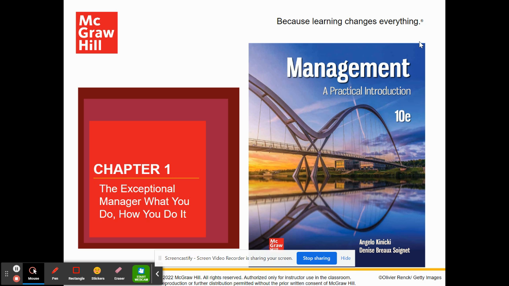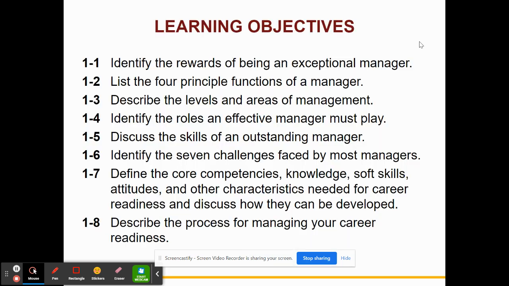So we're going to go ahead and get started with chapter one, the exceptional manager, what you do and how you do it. As you can see here, this is the picture of our textbook, and obviously we're in the first chapter. Our learning objectives, as you can see, are 8 learning objectives.